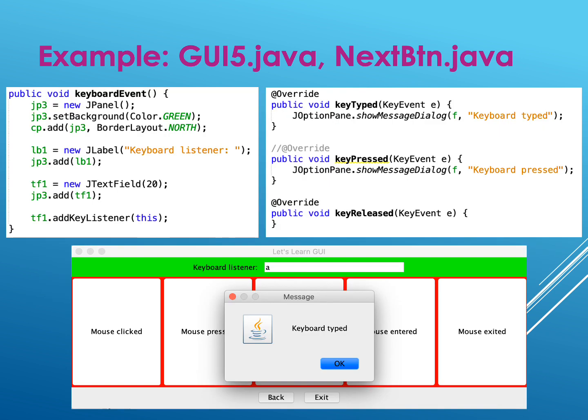I can write a similar thing for my keyboard event as well. So if the user types something in the text field, then it will call the keyTyped and keyPressed methods. So the messages of keyboard typed and keyboard pressed will appear. Right now, both methods are called at the same time, so the messages are on top of each other. So if I click on OK, then behind it I can see the message that says keyboard pressed. Run the code and try it out so that it makes more sense what I'm explaining to you.